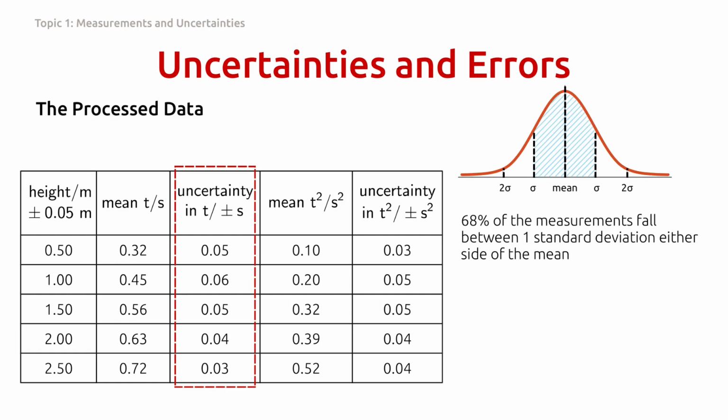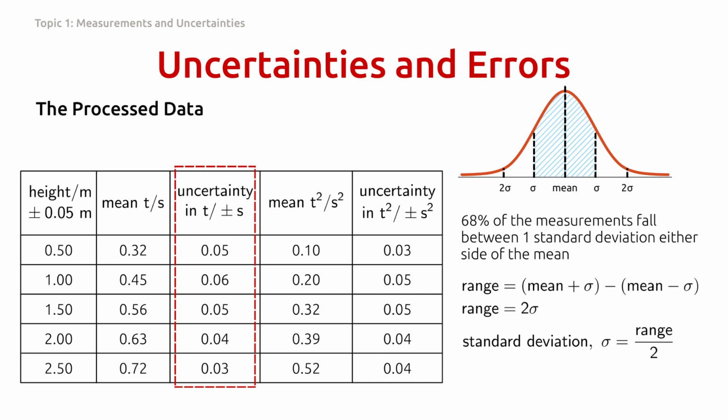According to mathematical probability theory, approximately 68% of normally distributed measurements fall between one standard deviation on either side of the mean. That means the range of the data is between minus sigma and plus sigma. In this approximation, the range, which is the difference between the largest and the smallest data values, can be written as mean plus sigma minus mean minus sigma. As a result, the range is 2 sigma, or 2 standard deviations. From this, the standard deviation sigma is equal to range over 2.